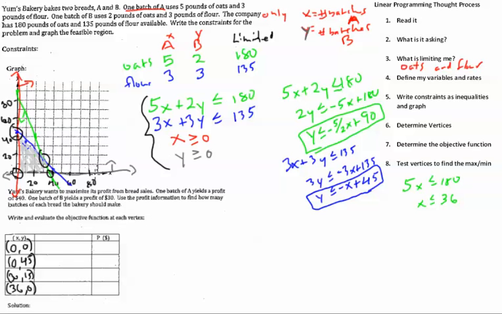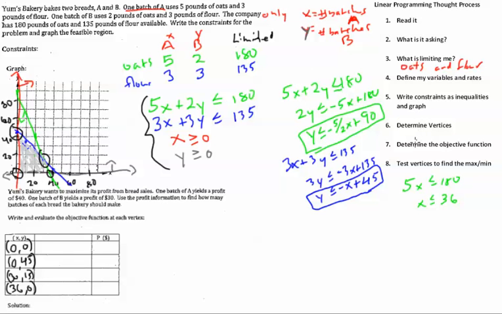Now again, remember that my x and y axis and my vertices all go back to the variables that I defined initially. My x represents the number of batches of A, so here I'm saying 0 batches of A and 0 batches of B. And here I'm saying 0 batches of A and 45 batches of B, and so on and so forth. Now we have successfully graphed our feasible region, and now we have determined our vertices.